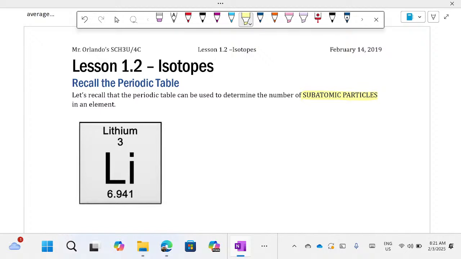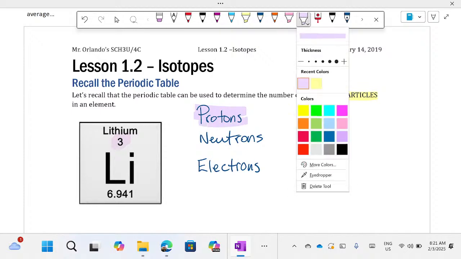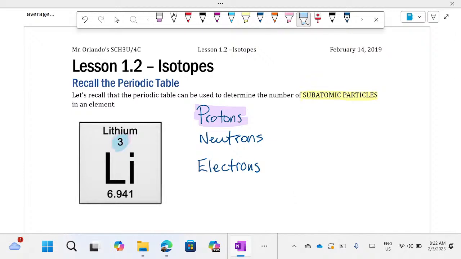Subatomic particles. What are the 3 subatomic particles? Protons, neutrons, and electrons. Good. Which of these is easiest to fill in if we're looking at the periodic table? Protons. And why is that? Yeah, the atomic number is literally the definition of how many protons there are. Wow, that highlighter really did not show up very heavily. Is that any better? Marginally. Okay, so the atomic number tells us how many protons, so lithium always has 3 protons.